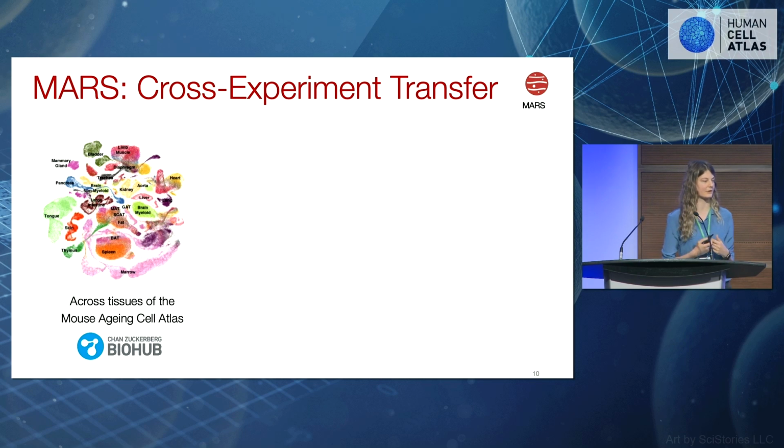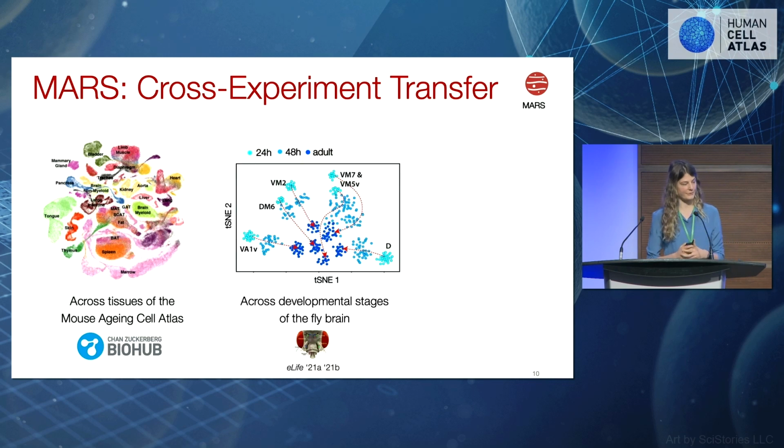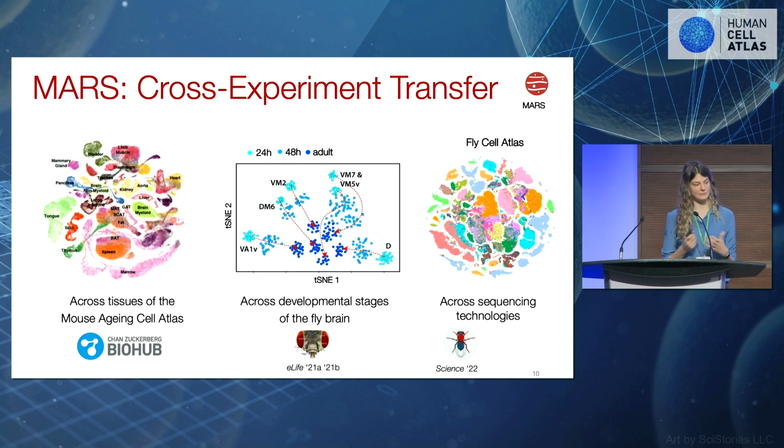We applied this method to transfer annotations across different tissues of the mouse aging cell atlas dataset. We also collaborated with researchers from Stanford Biology, Li Chin's lab and Stephen Quaig's lab, to apply Mars to discover different neuronal types across fly brain development, and also contributed to creating the Fly Cell Atlas, the first single-cell transcriptomic map of the whole fly. Very recently, we also put together the Aging Fly Cell Atlas, where we characterize the aging features of the fly.